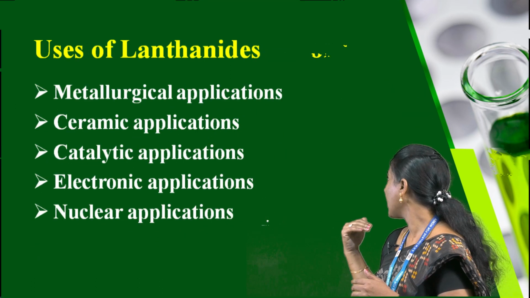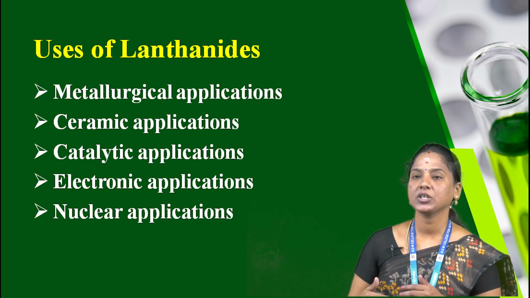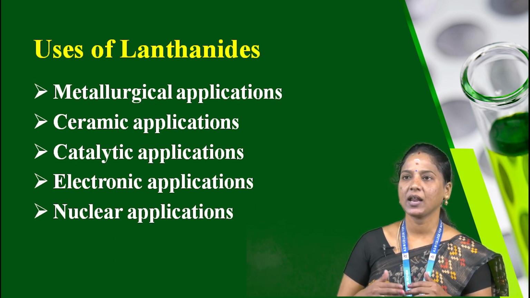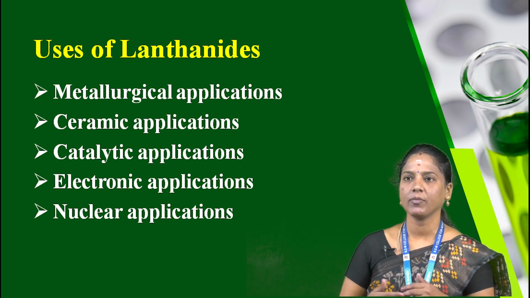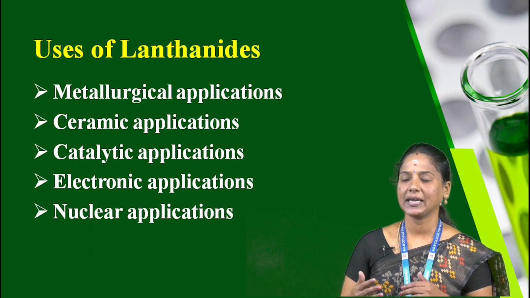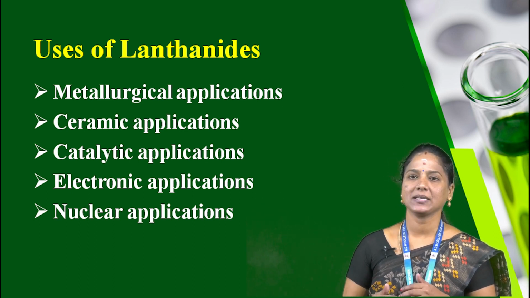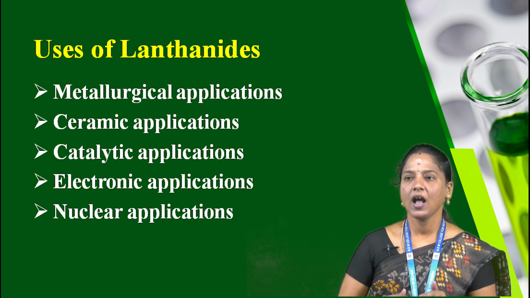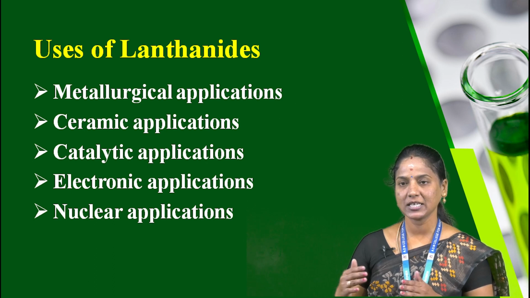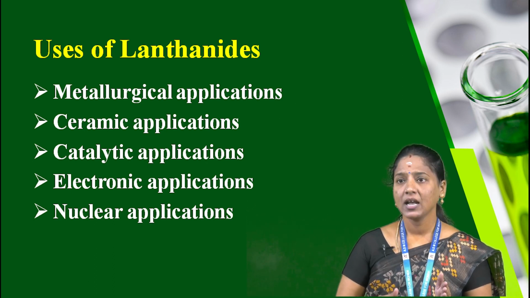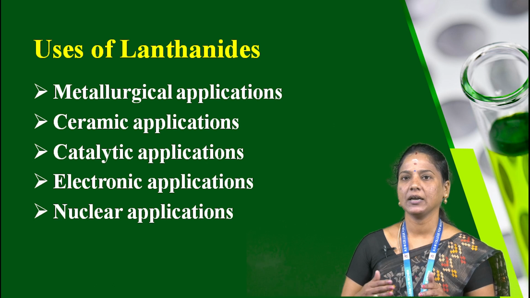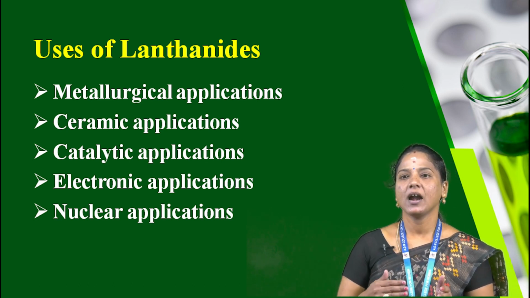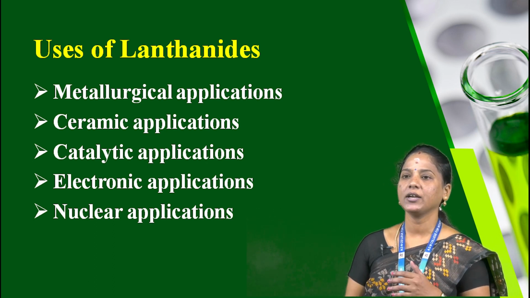Next, uses of lanthanides, and the metallurgical application. Some of the alloys of lanthanide elements find important metallurgical applications as reducing agents, for example, misch metal, with cerium 30-35%. Next one is ceramic applications. Cerium 3 and cerium 4 oxides find use in glass polishing powders, whereas neodymium and praseodymium oxides are essentially used in coloring glass, and in producing standard light filters.